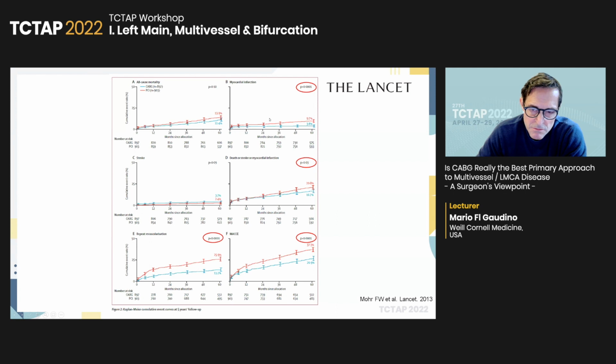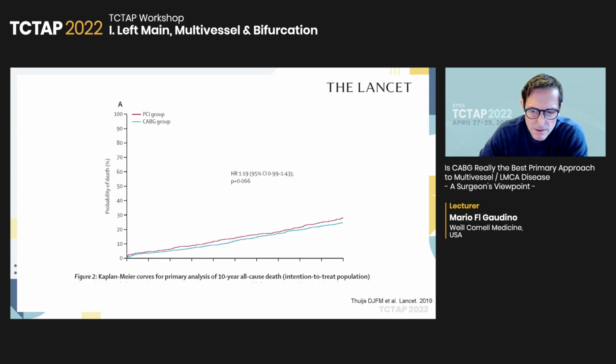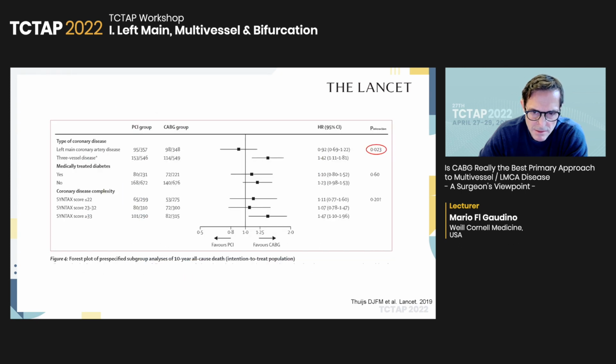Well, we found a clear reduction of repeat revascularization with the surgery. We found some reduction that is statistically significant, but in terms of absolute difference is smaller in MI. And then in the composite outcome that includes MI and repeat revascularization, but no difference in survival between PCI and CABG. And when the results of SYNTAX were extended to 10 years, there was, again, no difference in survival, in all-cause mortality between PCI and CABG, even though patients with three-vessel disease seem to benefit from surgery at subgroup analysis.